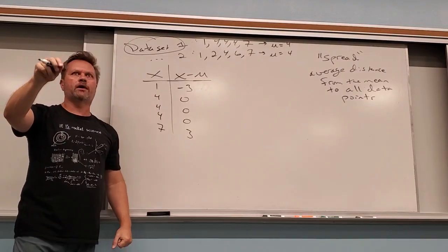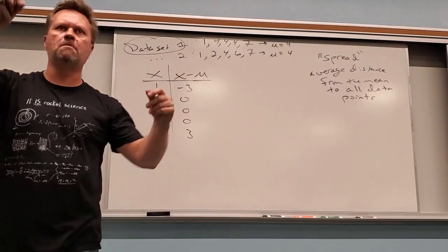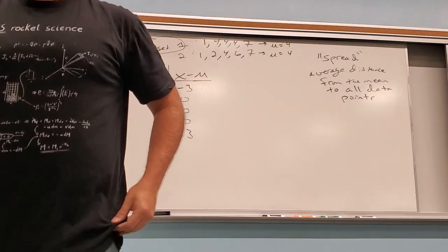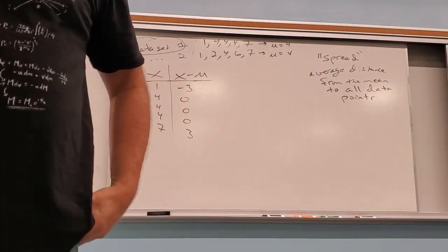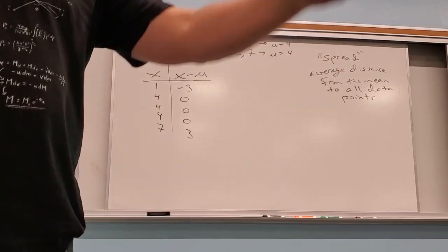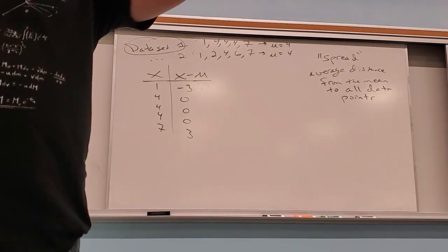What is the most direct thing I can do to a number to make it always positive? Well, hold on, square. That's a less direct way. Absolute value is a direct way. You with me?